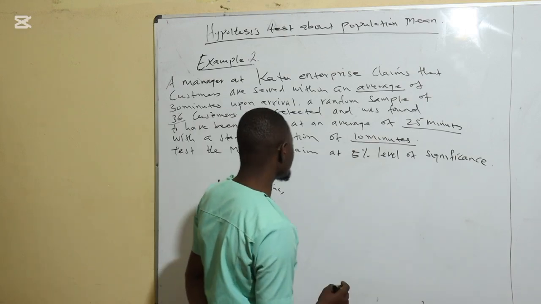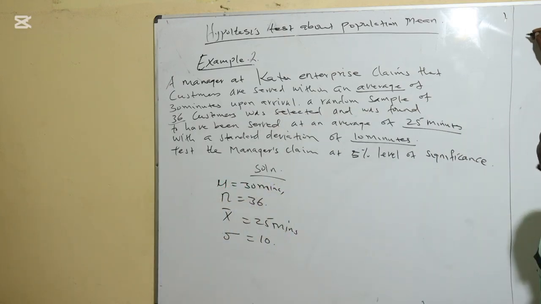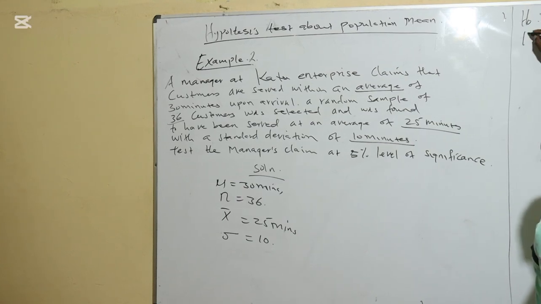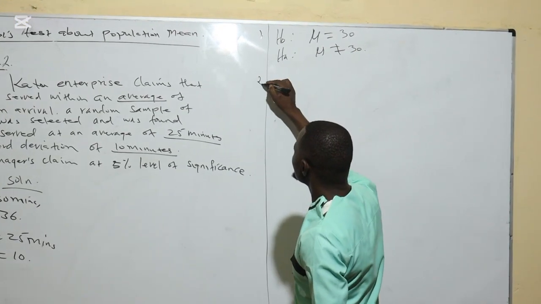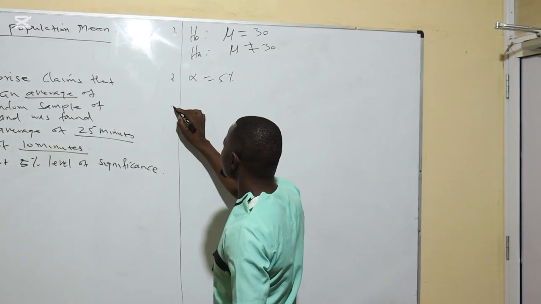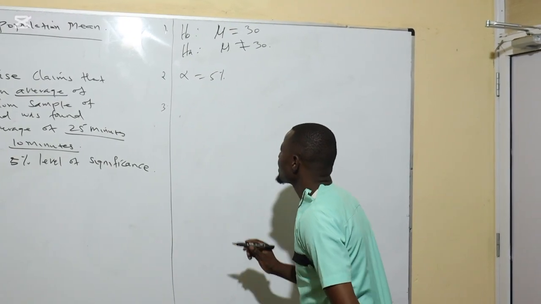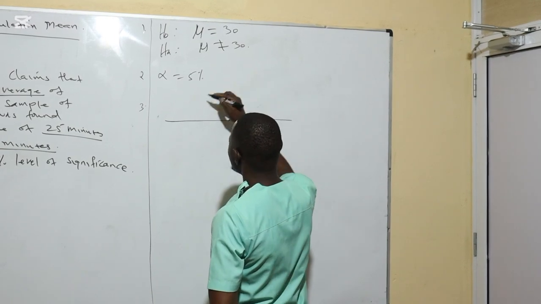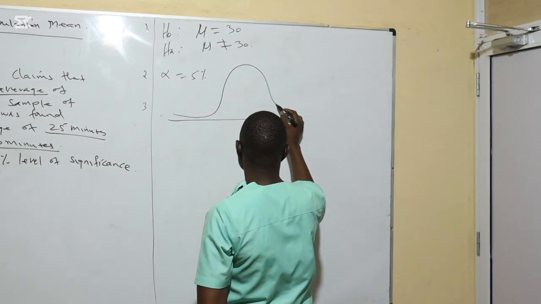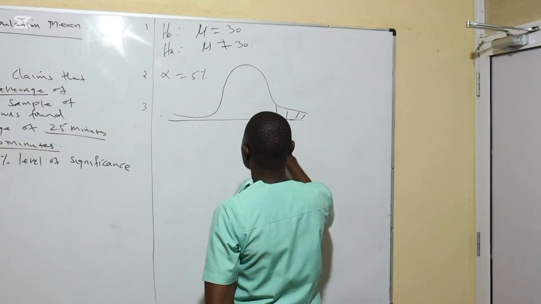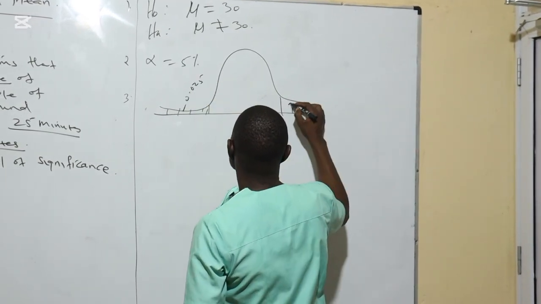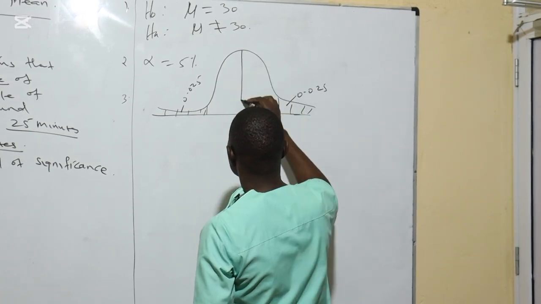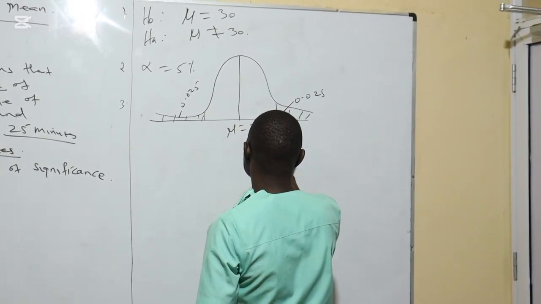So, step number 1, state the null and alternative hypothesis. H naught says mu is 30, and HA will say mu is not 30. Step number 2, we have alpha to be 5%. And step number 3 is to find the critical value. This will be a two-tailed test, so you have to divide your alpha value by 2, and this will be 0.025. This is also 0.025. Remember here you have the mu, which is 30.